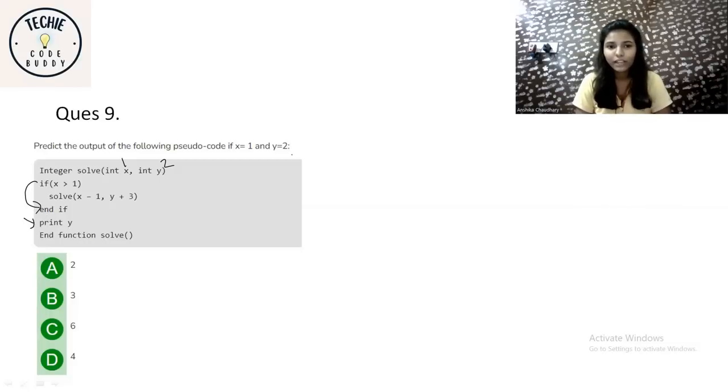Now we are here and we have to simply print y. What is the value of y? Y value is 2. So we will print y. It was a very easy question. So moving on to the next question.